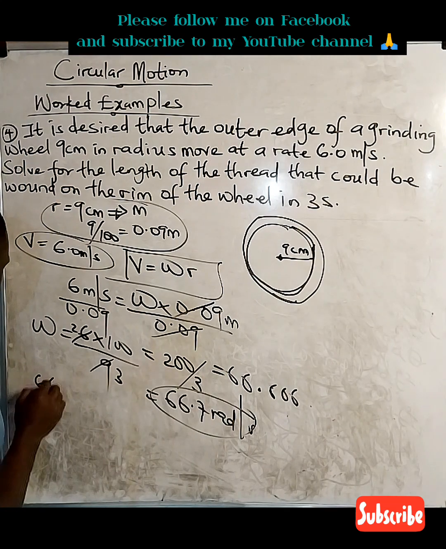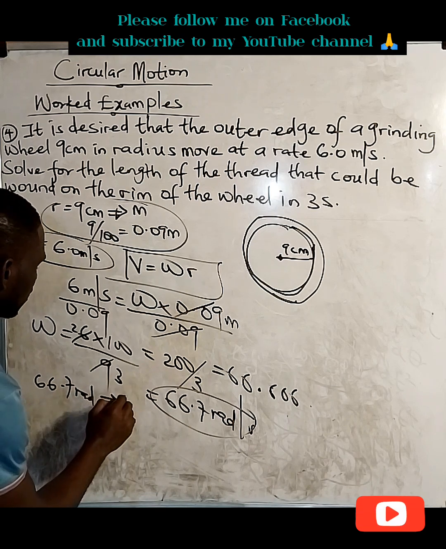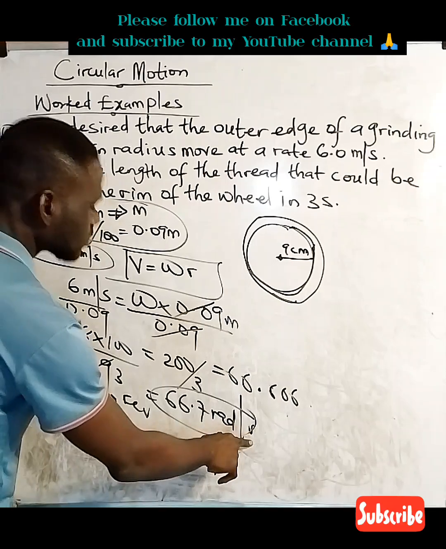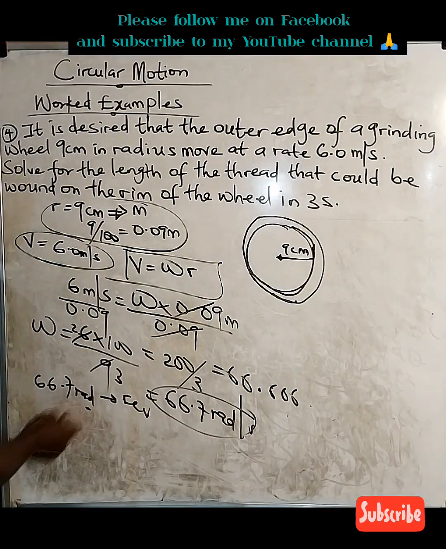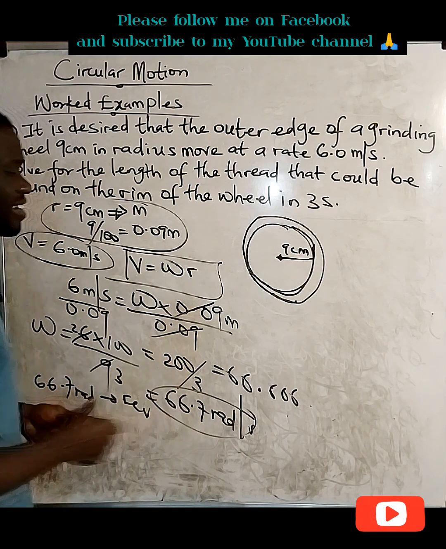So what do we have? 66.7 rad per second to rev per second, I beg your pardon. This is already in seconds. This is rad per second, so rev per second, so seconds already sorted. So now we're going to look for a way to convert the rad to revolution. So what's the relationship between rad and revolution? We've done this a couple of times.